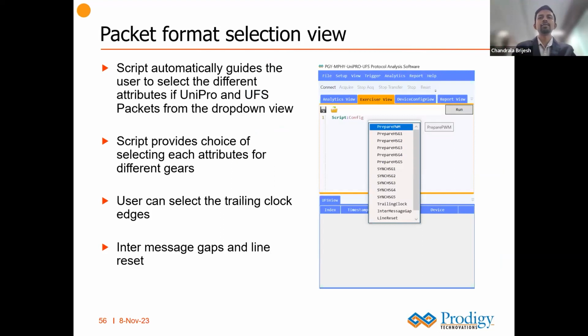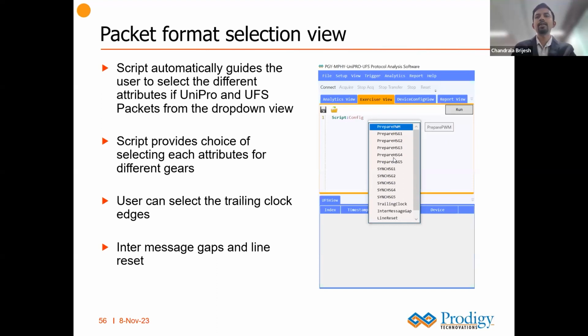Okay, so as we have mentioned here, scripts provide a choice of different attributes for the different gears, and on the right side we have this config view. This is for the M-PHY related parameters. We can change the prepare length for each gear.